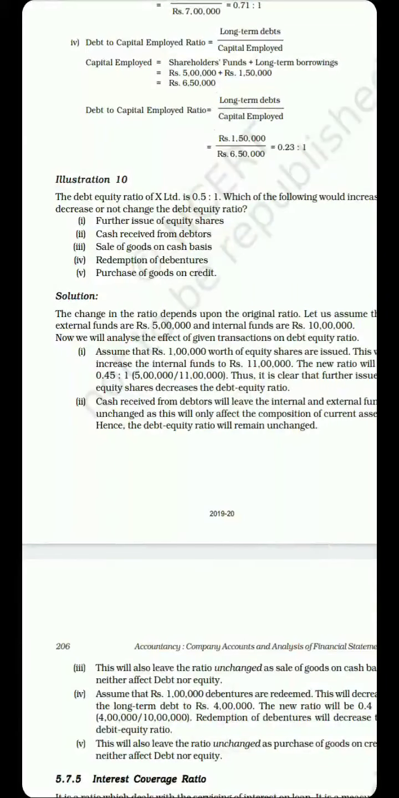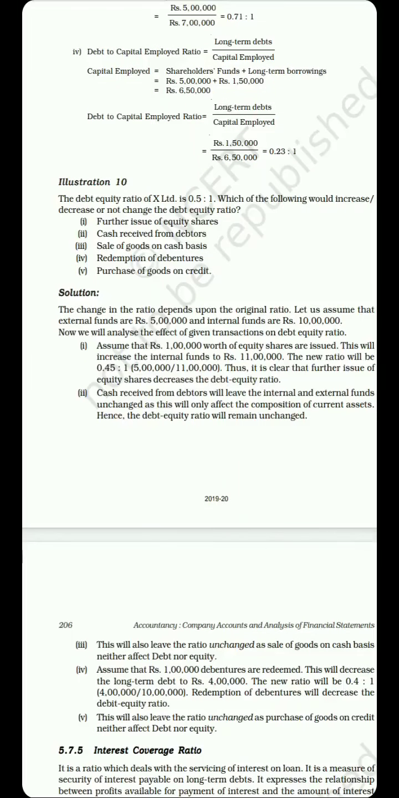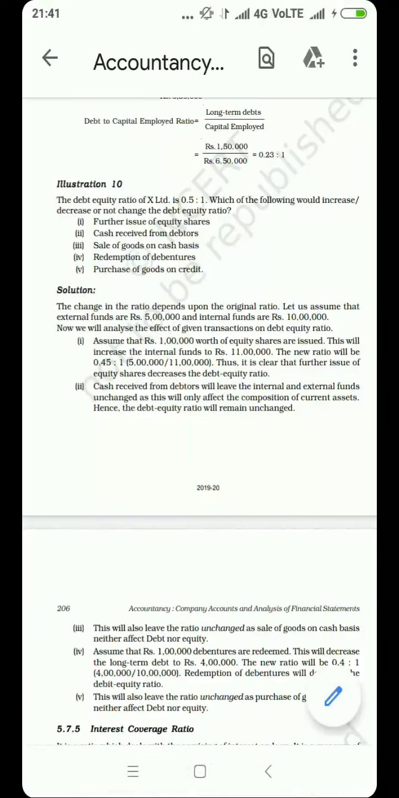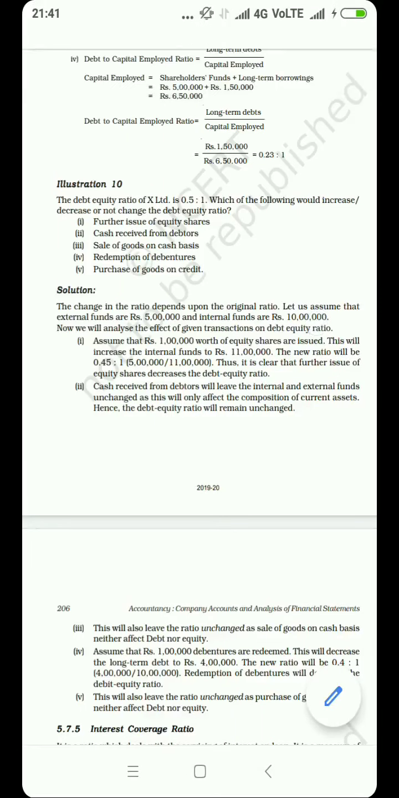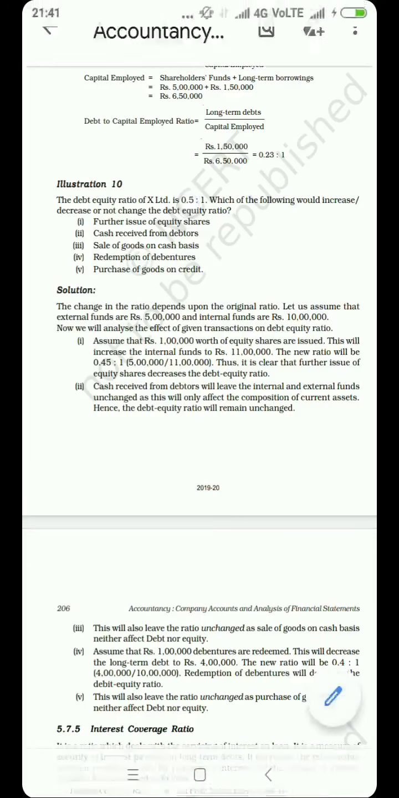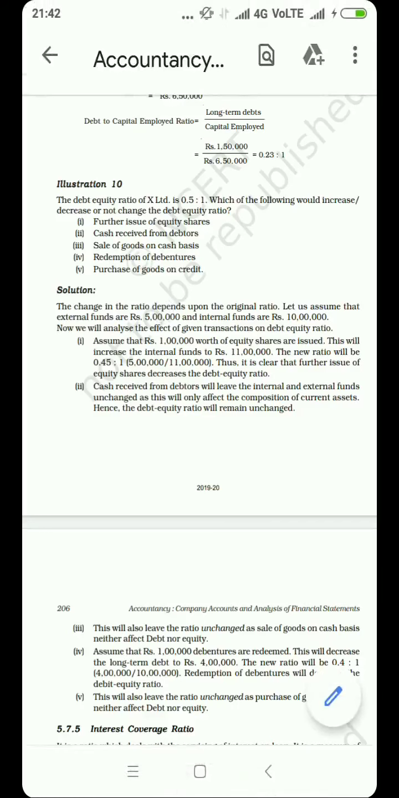When the denominator increases, what happens? The ratio will decrease. It is easy. But they have assumed. What they have assumed? They have assumed that the debt is 5 lakh and equity is 10 lakhs. 5 by 10. Now 5 by 10 is 1 by 2. 1 by 2 is actually 0.5 by 1. If you divide 1 by 2, then you will get 0.5 as your answer. Okay, that is what this is. So that is 5 by 10.